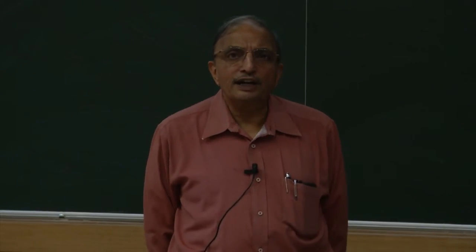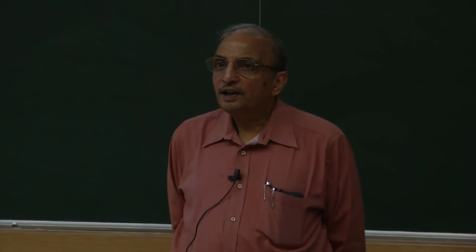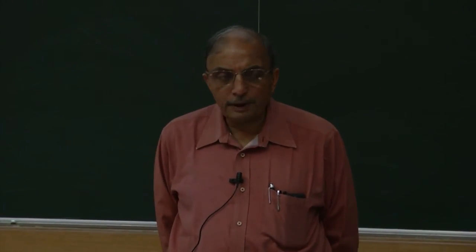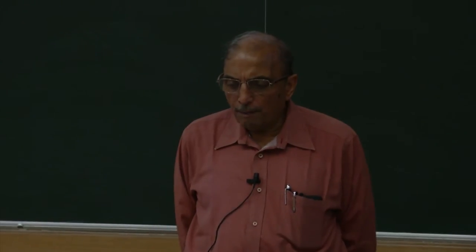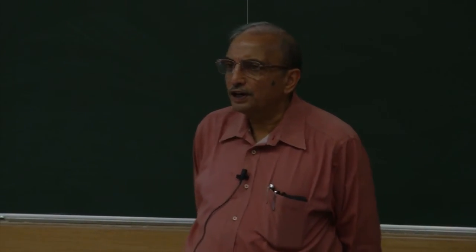Imagine that you have a 32-bit representation. Out of those 32 bits, there is one sign bit, 8 exponent bits, and 23 mantissa bits, and assume the number is represented as this: first the sign bit, then the exponent, and then the mantissa. Now write down the 32 bits which, according to you, will represent the decimal value minus 1.875 into 2 to the power minus 30.